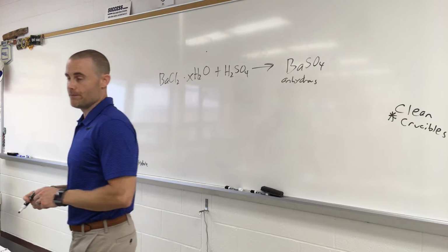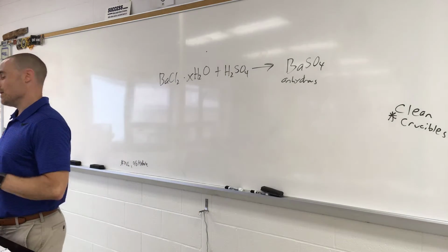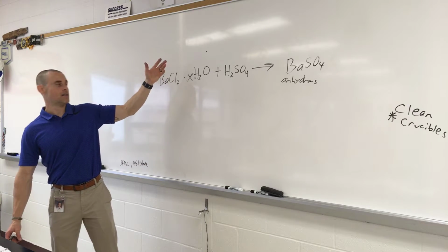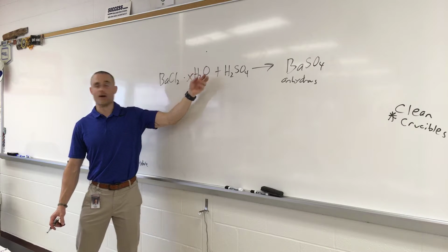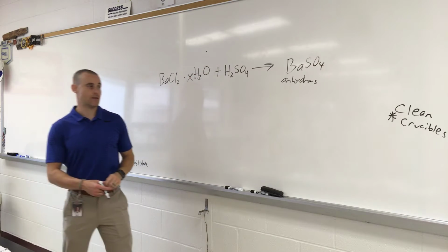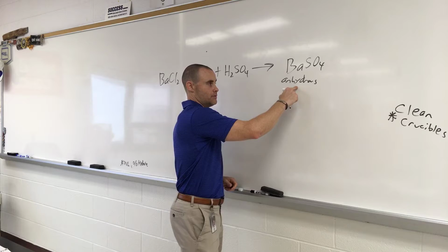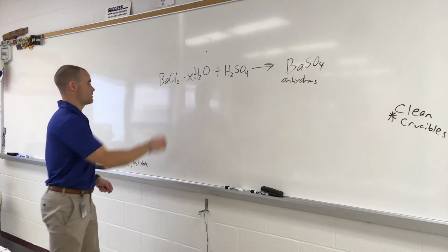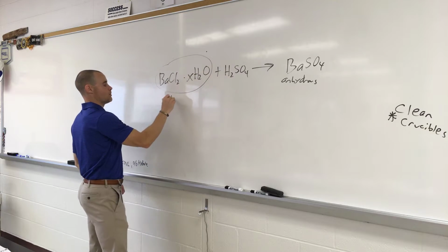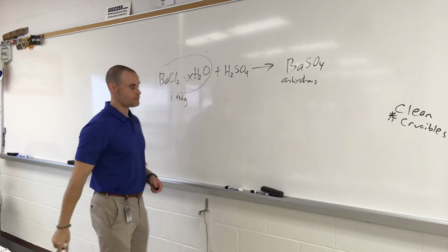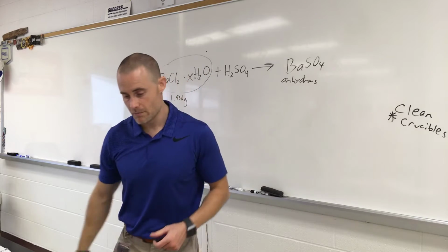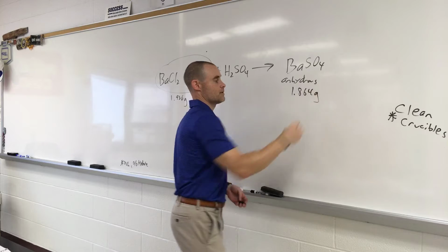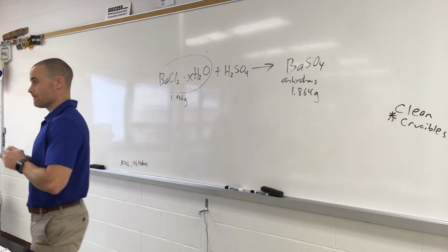Where'd all the water go? Evaporate. Yeah, evaporate. So if you react this with sulfuric acid, it allows all the water to be released. So this has no water. Now it said the barium chloride hydrate is 1.936, so this whole thing is 1.936 grams. This compound, BaSO4, is 1.864 grams.